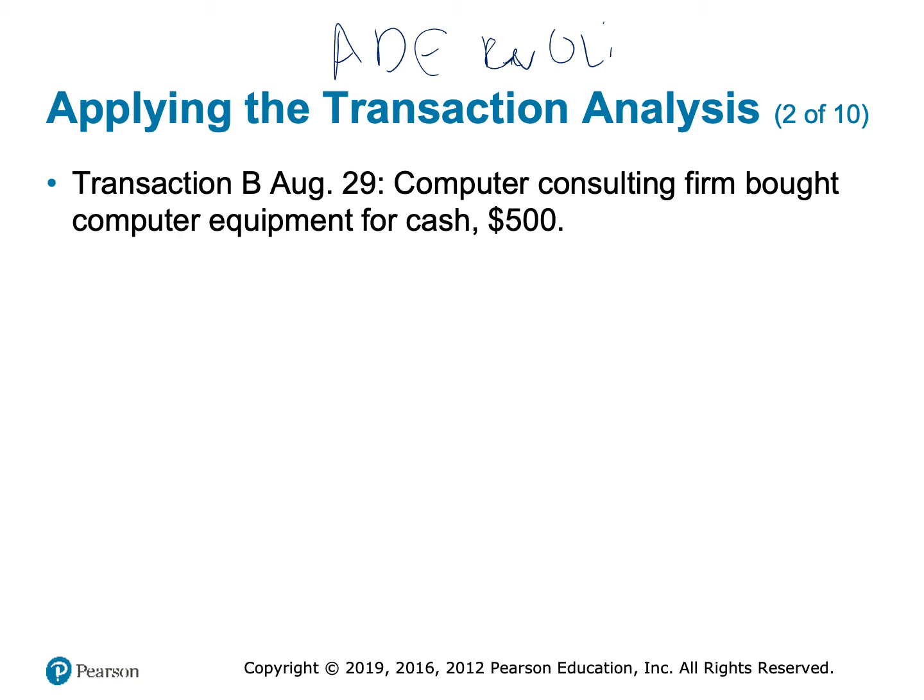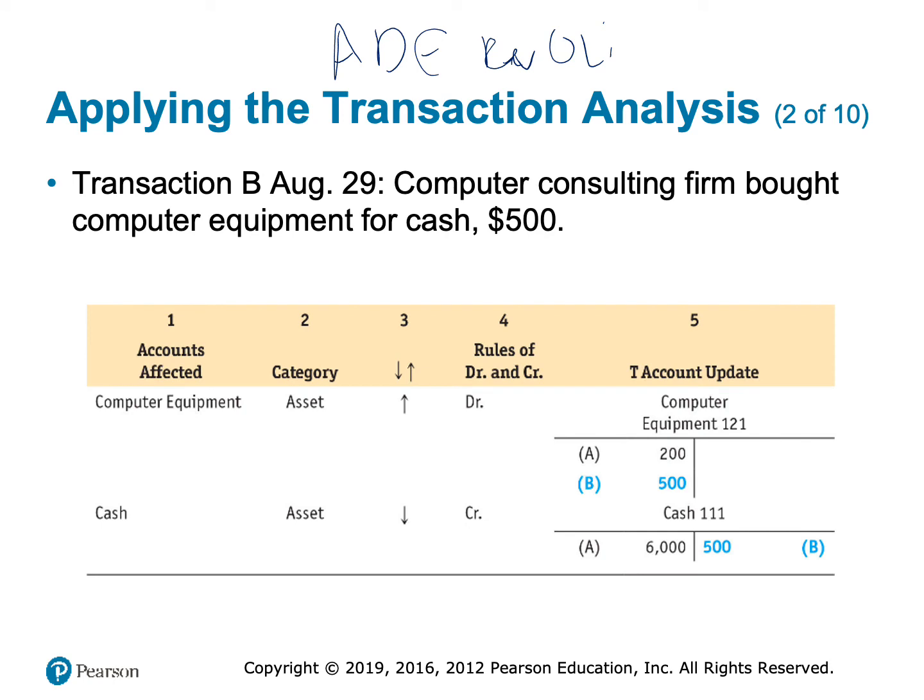Every transaction has to have at least one debit and at least one credit. So if there's only two accounts and you know one of them is a credit, then the other one has to be a debit, right? But computer equipment is also an asset. In this case, I have more computer equipment than I did before. Assets have a normal debit balance, so I want to debit computer equipment and credit cash.